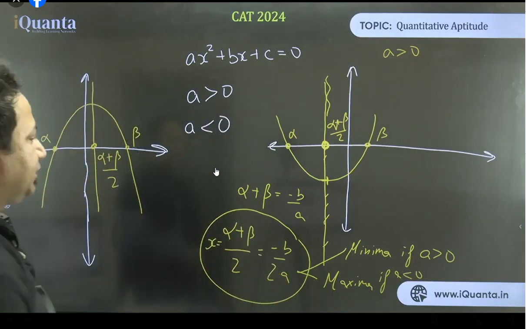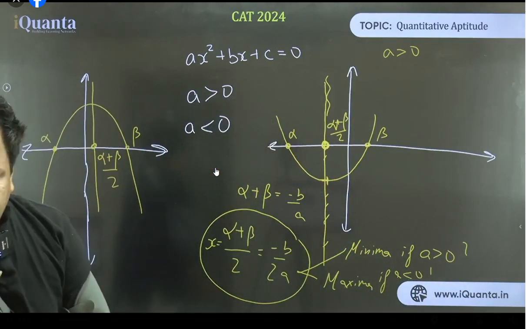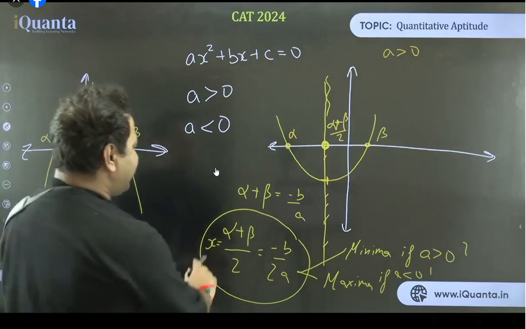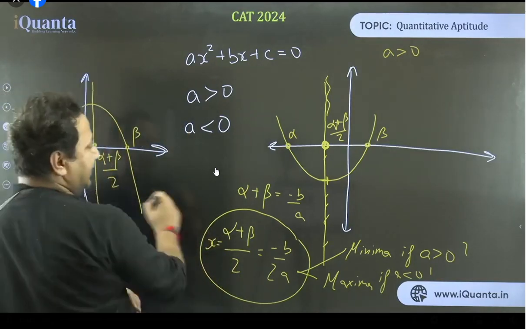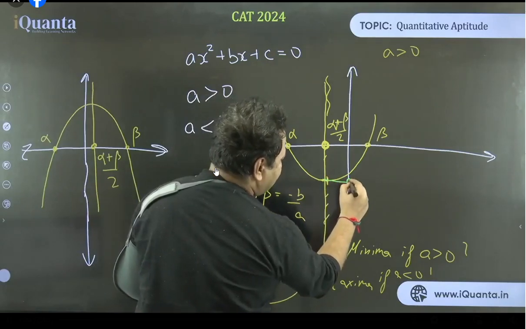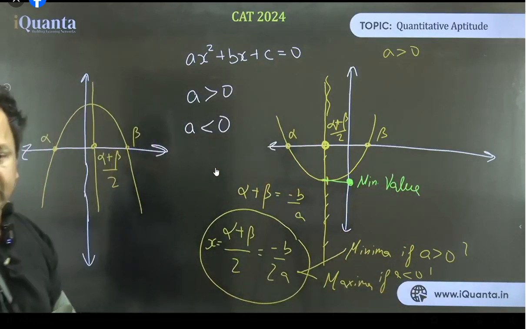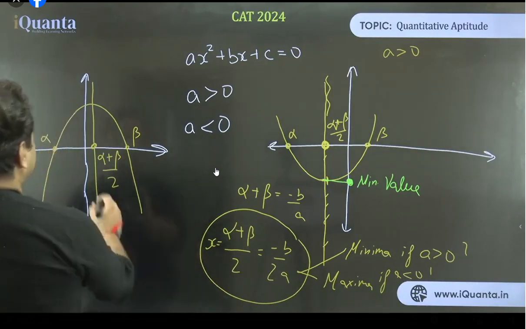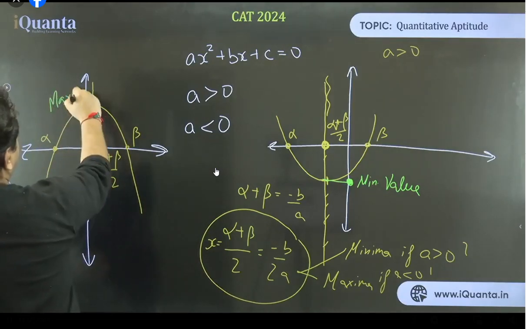Yes, okay. So the main thing is if a is greater than 0, we will have a minima. If a is less than 0, we will have a maxima. Perfect, no doubt for anyone. And this is the value of x. The corresponding value of y, if I mark it in green, will be known as the minimum value of the function. Clear? Similarly, the corresponding value of y here will be the maximum value of the given expression.